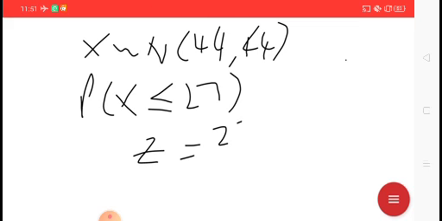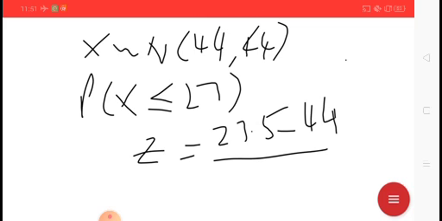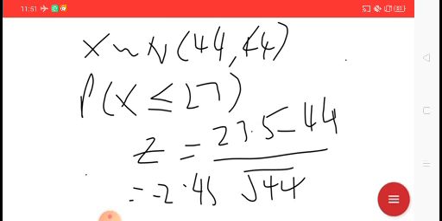So from this you need to find the z value. Okay, so you have 27.5 minus 44 over square root of 44. Okay, so you can calculate the value. This value will be equal to negative 2.487. Okay, so once you have this, you can compare to the z value.